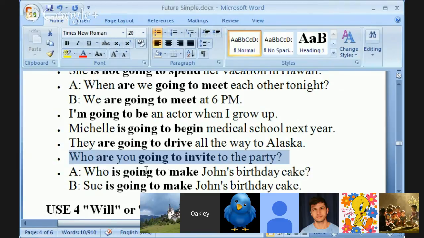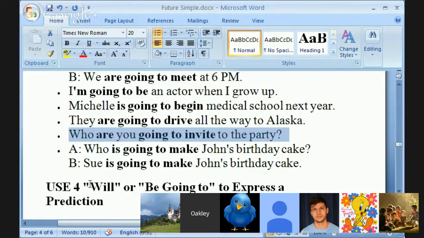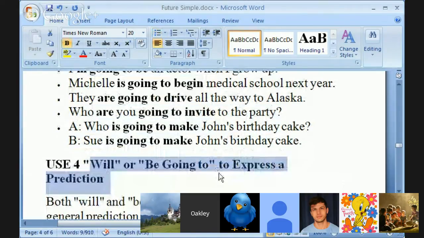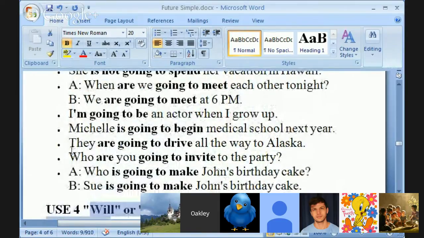Now, normally it would not make any difference, right? If I said, who will you invite to the party, really I'm asking for a prediction, which is our next use. If I can jump forward slightly, will or be going to can be used to express a prediction. So to the listener, who will you invite to the party? Who do you predict that you will invite to the party? It doesn't sound all that strange. It is a little odd.